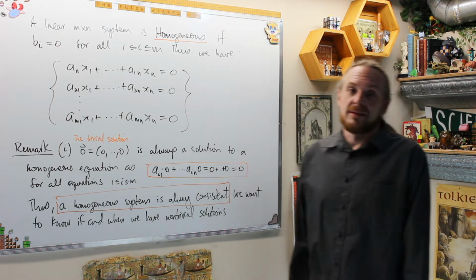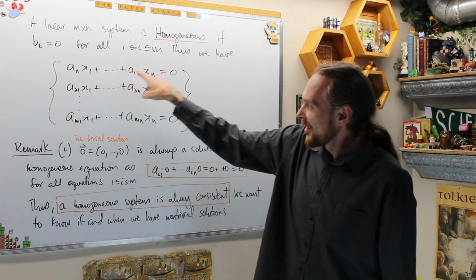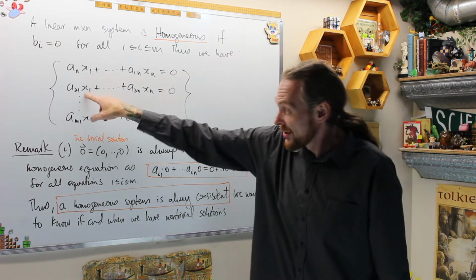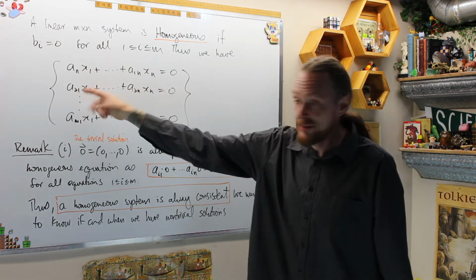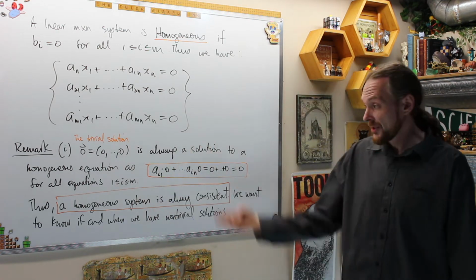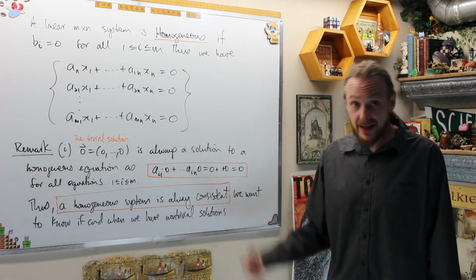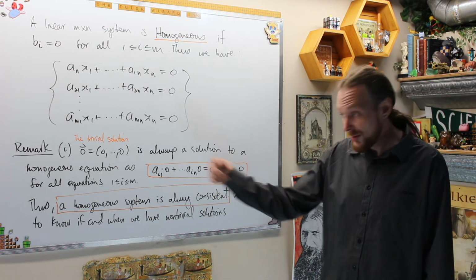Why is that? If you can't come to this conclusion yourself, if I put 0 plus 0 plus 0, I'm going to get 0. Check in the first equation. 0 plus 0 plus 0, any number times 0 is 0. So the zero solution, or what we call the trivial solution, is always a solution to a homogeneous linear system because it solves every single equation, and that's what a solution is. It satisfies all the equations simultaneously.